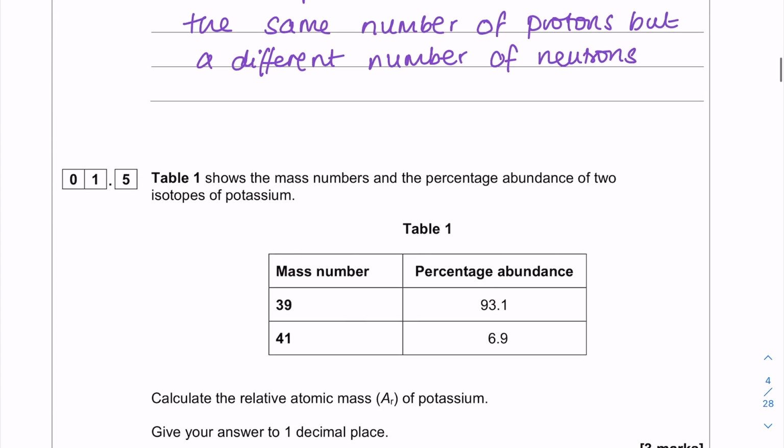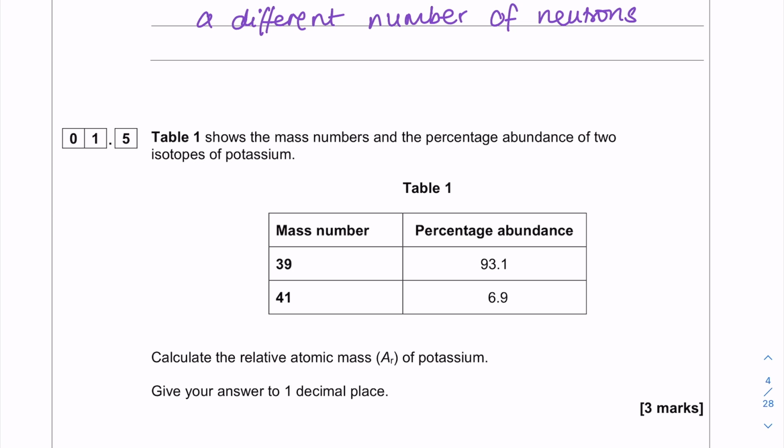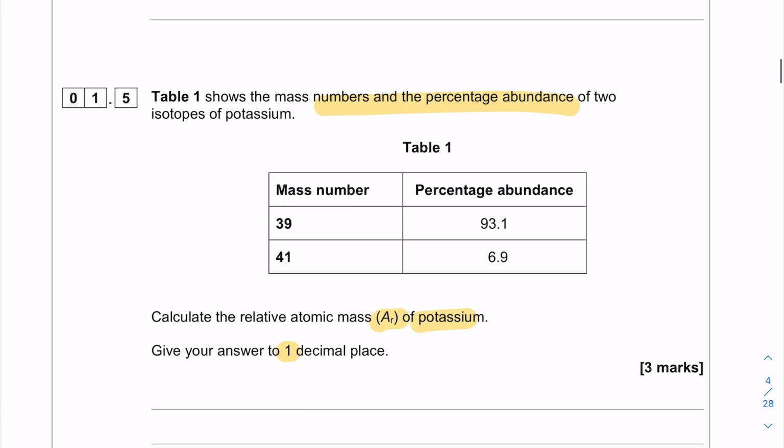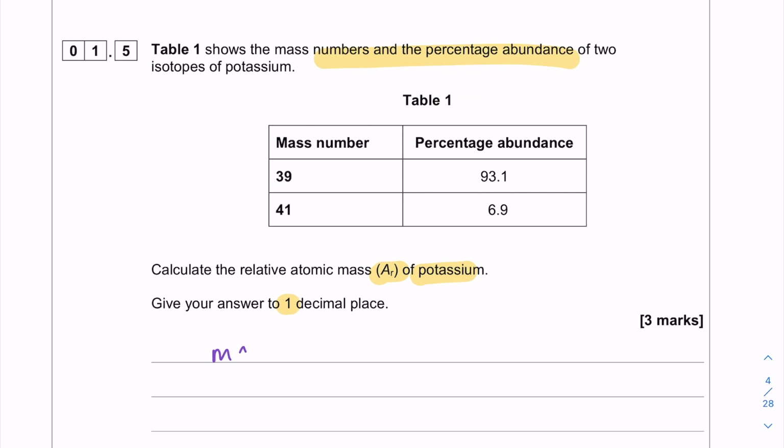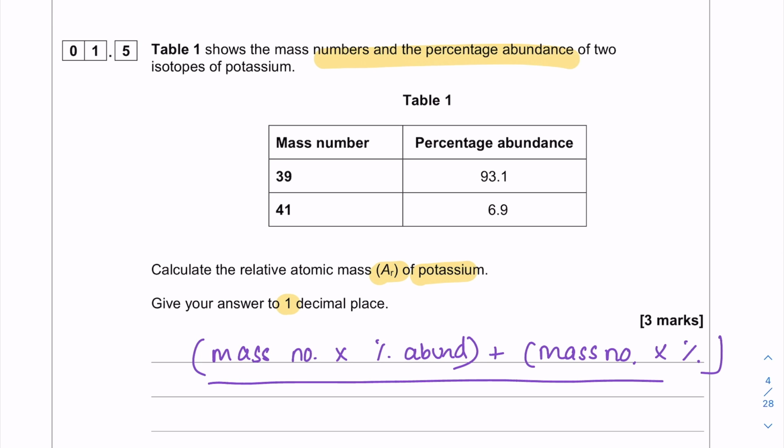Table 1 shows the mass numbers and the percentage abundances of 2 isotopes of potassium. Calculate the relative atomic mass of potassium. Give your answer to 1 decimal place. So how we go about answering this is we take the mass number of the first isotope and multiply it by its percentage abundance. Add it to the mass number of the second isotope. Multiply that by its abundance, and then we divide by 100.